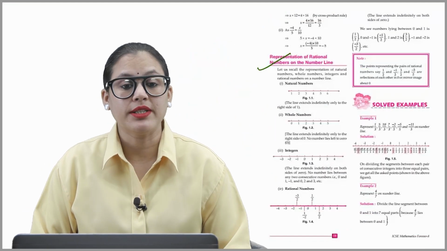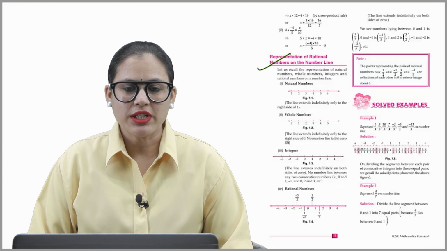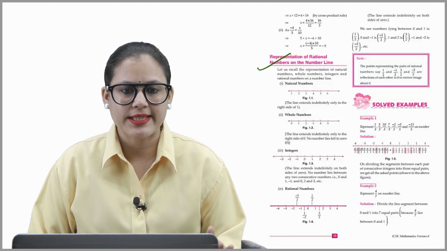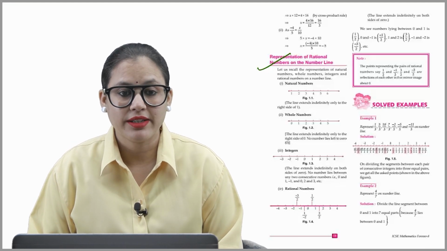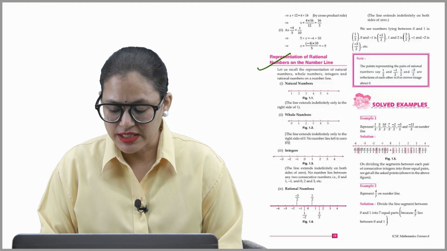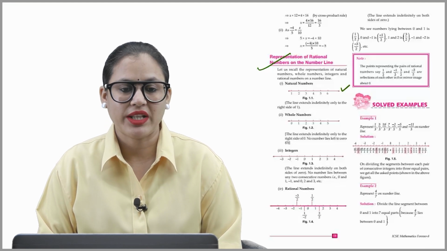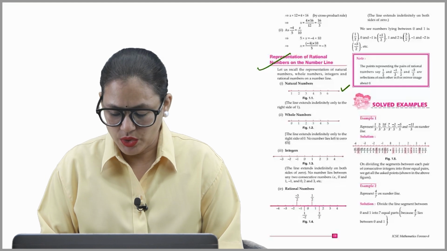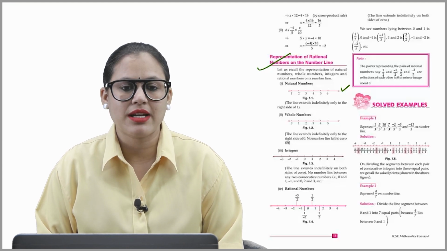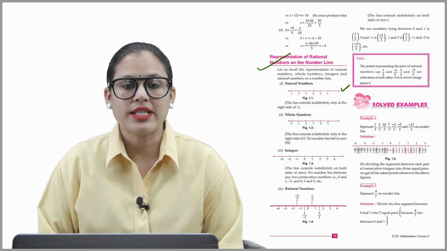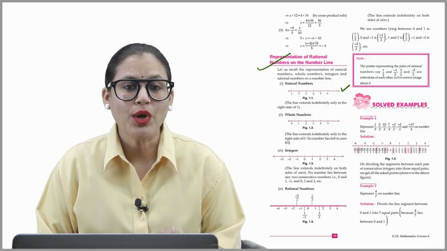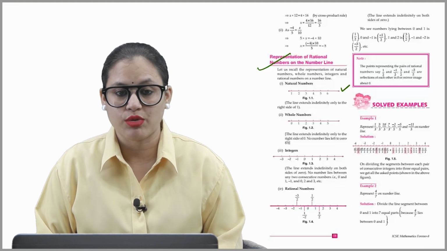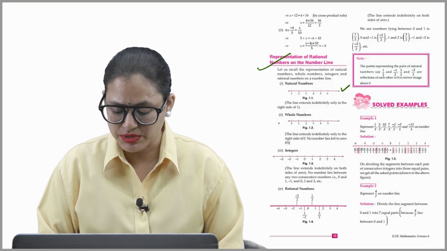Representation of rational numbers on the number line. Let us recall the representation of natural numbers, whole numbers, integers and rational numbers on a number line. Natural numbers: we represent natural numbers on a number line like this. The line extends indefinitely only to the right side of 1. Number 2, whole numbers: the line extends indefinitely only to the right side of 0. No number lies to the left of 0, as you can see in this number line.